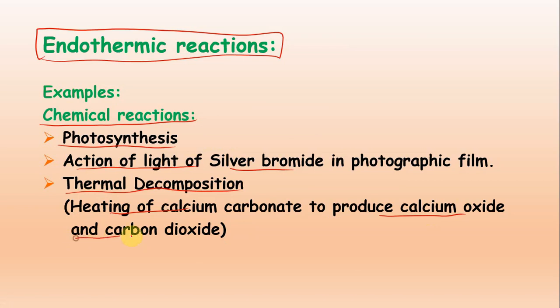So look at this reaction. I'm writing here CaCO3. This is calcium carbonate. When you heat it, what will happen? It will produce calcium oxide, CaO, plus CO2, carbon dioxide gas. These are the products. When you heat calcium carbonate, you will get two products, that is calcium oxide and carbon dioxide.